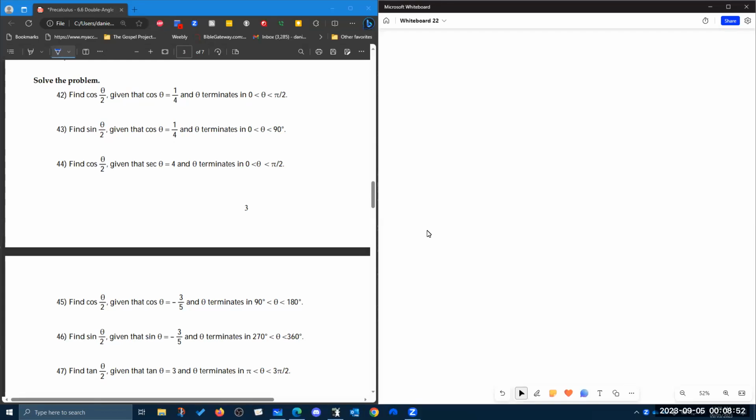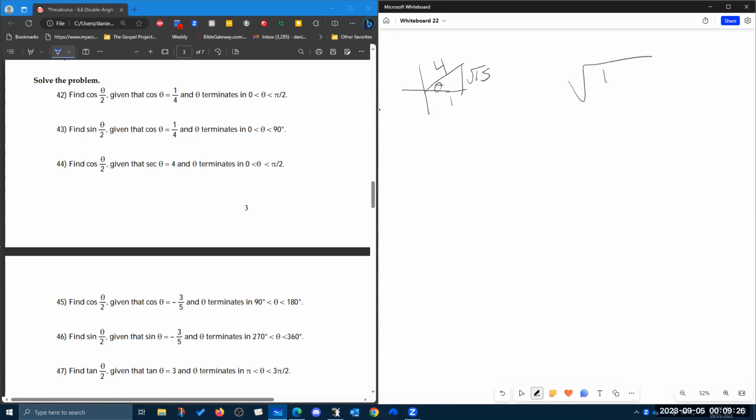In this video, we're going to finish up our section on half-angle identities. Our first problem, number 42, says find cosine of theta over 2, given that cosine theta is 1/4 and it terminates in quadrant 1. Cosine is 1/4, 16 minus 1 is 15. There's theta. Theta over 2 is also going to be in quadrant 1.